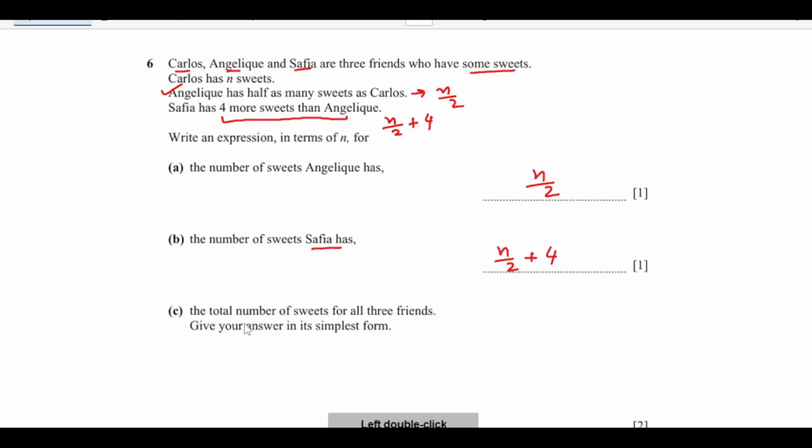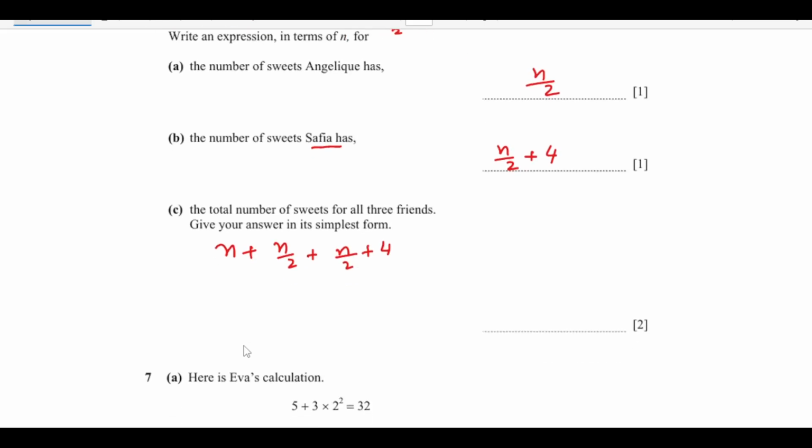Write down the expression for the total number of sweets of all 3 friends. So now we are going to add all of them. Carlos has n, Angelique has n over 2, and Safia has n over 2 plus 4. We are just going to add all of them. So n over 2 plus n over 2 is n, plus 4. Then n plus n is 2n, plus 4. So 2n plus 4 is the final answer in terms of n.